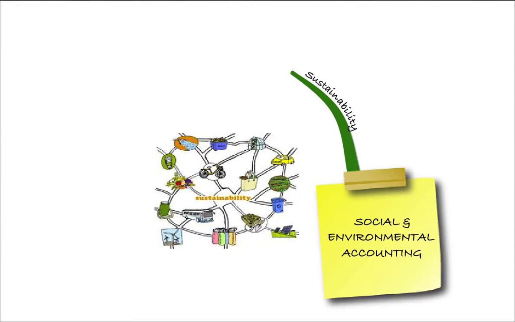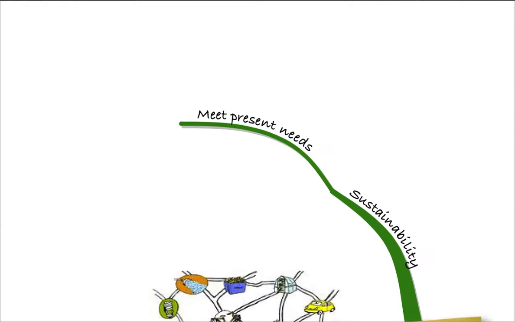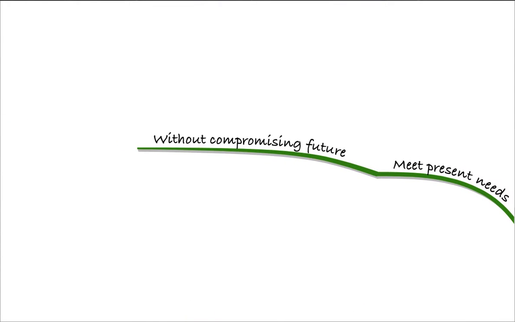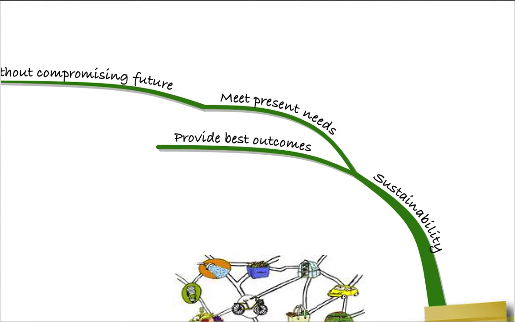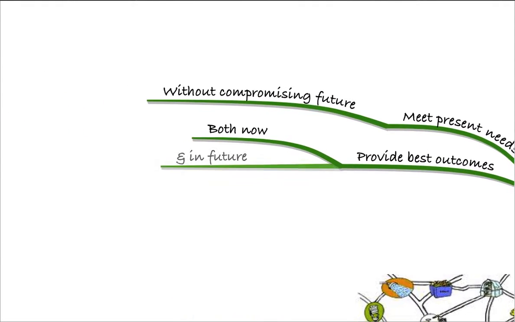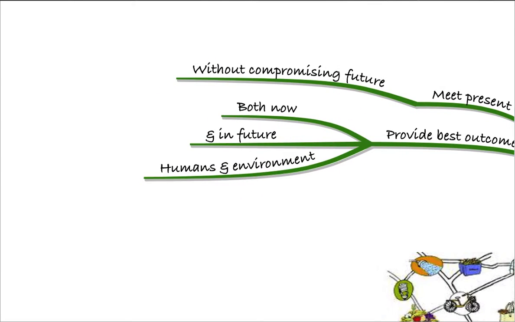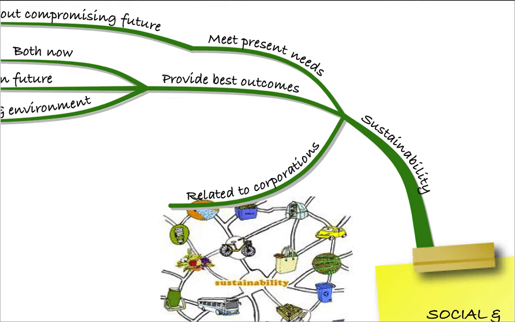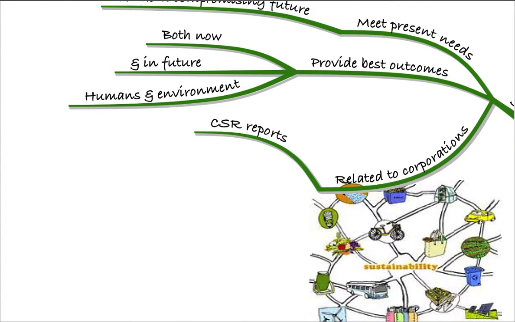The first thing that we looked at here was sustainability. So remember, sustainability was meeting the present needs of the organisation without compromising the future. It also could be said as providing the best outcome both now and in the future for both humans and the environment. So when we relate this sustainability to corporations, it's related to our corporate social responsibility reports.